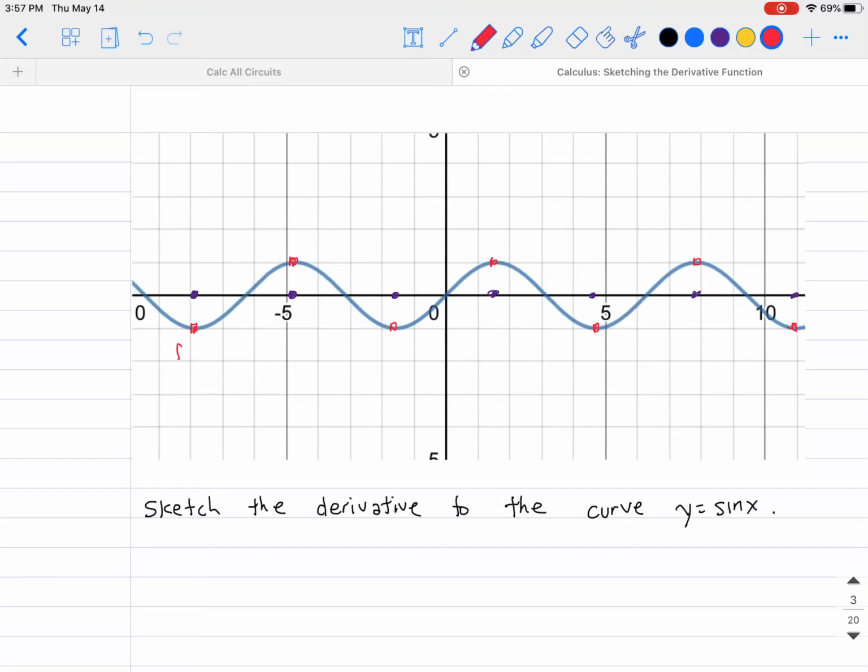And if it helps, I'll go ahead and write that in also. F prime is equal to 0, F prime is equal to 0, and so on and so on. Okay, so that's where we came up with that idea.